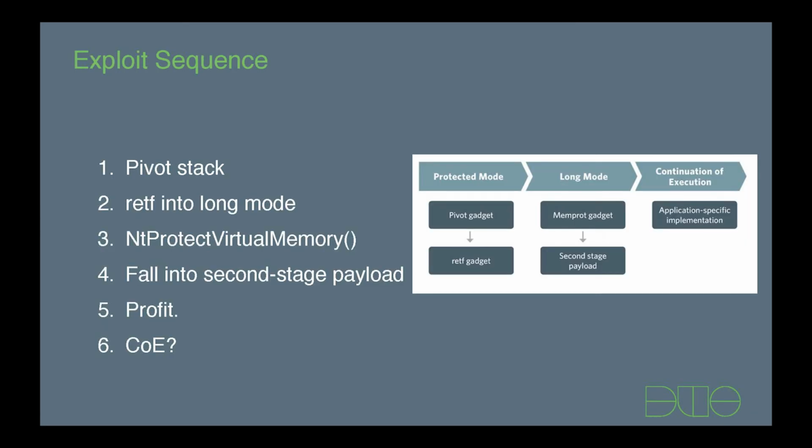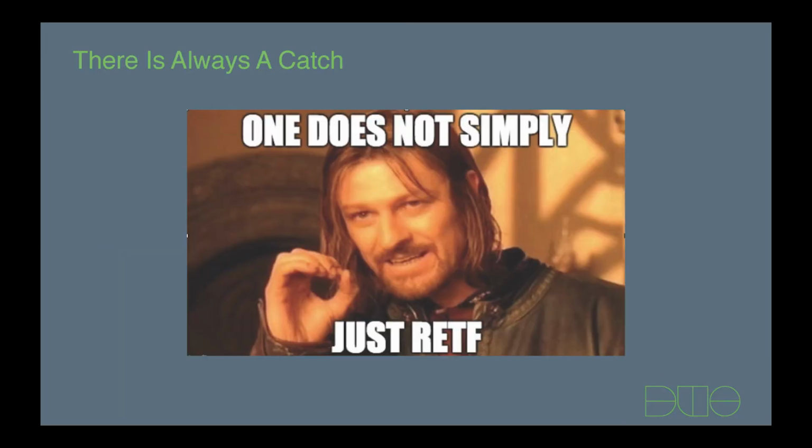So this is sort of what the sequence looks like, right? You do the stack pivot, as I mentioned, you return into long mode, you do your reprotection of memory so that you can execute the shellcode you injected into memory, you fall into your second stage payload, theoretically you profit, and if you're not as lazy as I am, you actually repair the process state and make everything run nicely, which I didn't do because I'm way too lazy. Of course, it's never that easy. There's always a catch.